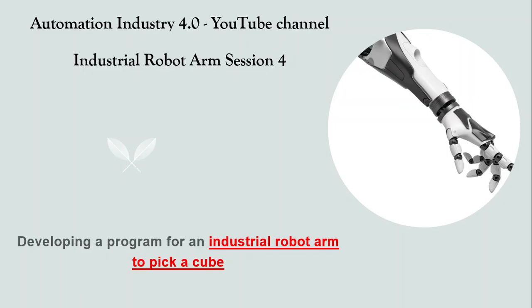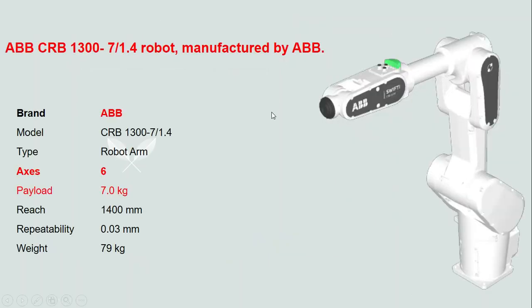In this session, we want to develop a program for an industrial robot arm to pick a cube. In this project, we want to use one type of ABB robot, the CRB 1300, 7 kg and 1.4 meter for reachability. This robot is made by ABB. The brand of the robot is ABB.